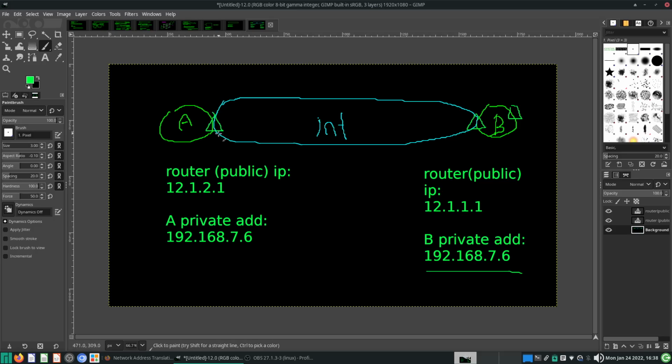Okay, then when your IP datagram reaches this router, it will perform the network address translation. It will change the source IP address from this IP address here to this IP address here, which is router A's public IP, or your computer's public IP address. And every computer on network A will share this public IP address.